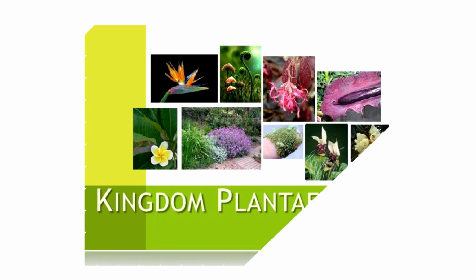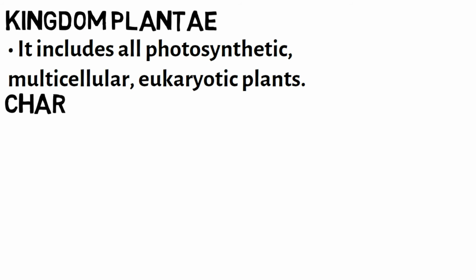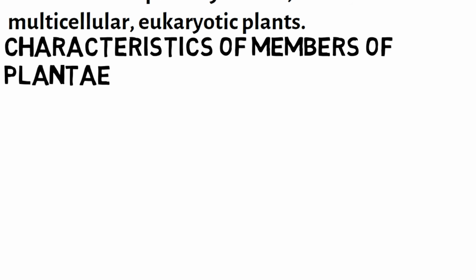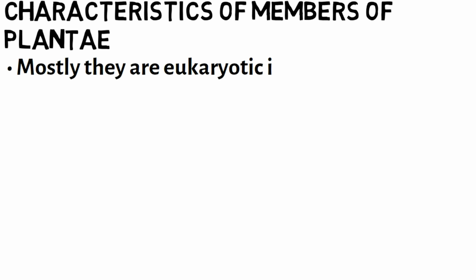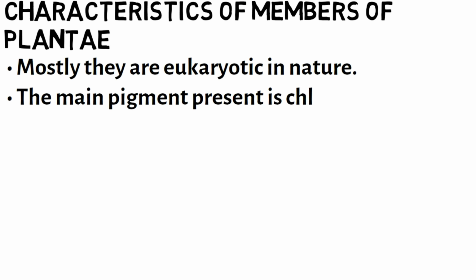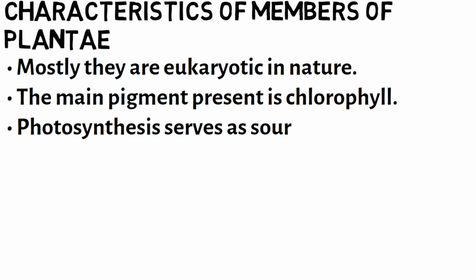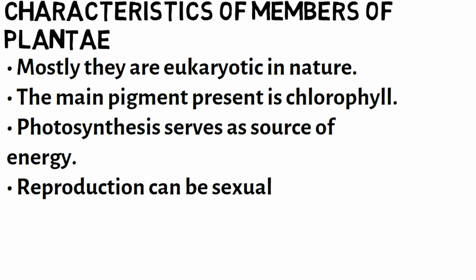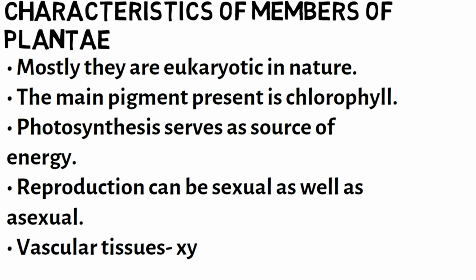Kingdom Plantae. It includes all photosynthetic, multicellular, eukaryotic plants. Characteristics of members of Plantae. Mostly they are eukaryotic in nature. The main pigment present is chlorophyll. Photosynthesis serves as source of energy. Reproduction can be sexual as well as asexual.